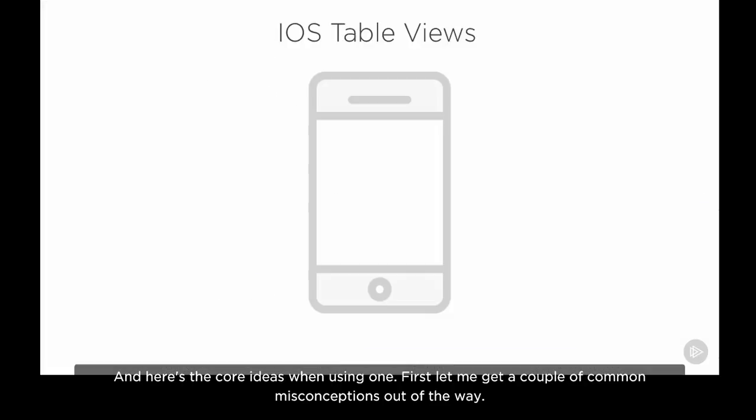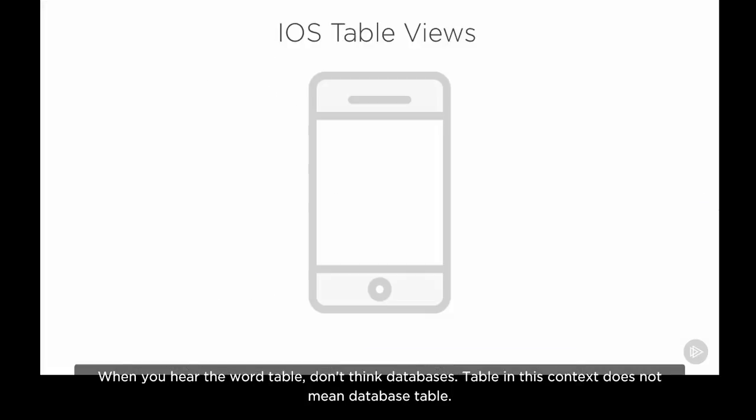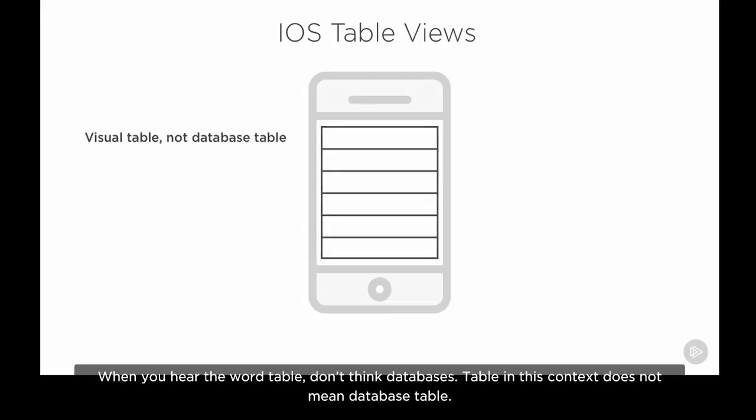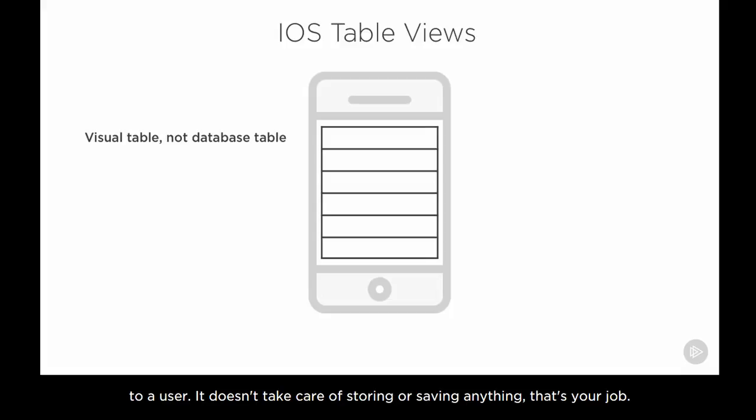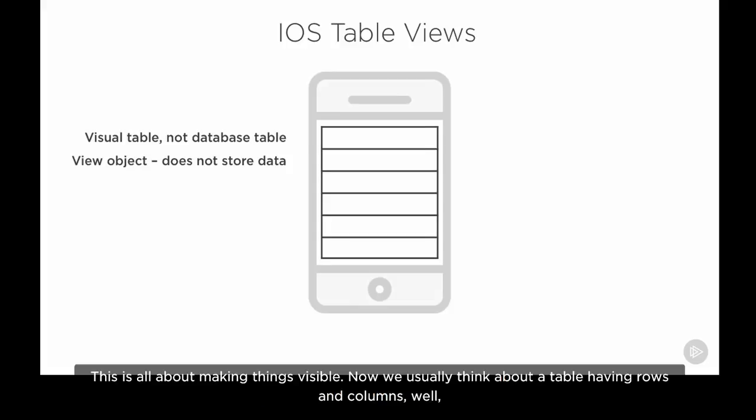First, let me get a couple of common misconceptions out of the way. When you hear the word table, don't think databases. Table in this context does not mean database table. And related to that, keep in mind that a table view is a view object, meaning this is a way to present data to a user. It doesn't take care of storing or saving anything. That's your job. This is all about making things visible.